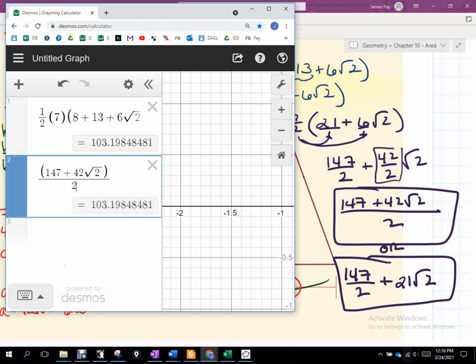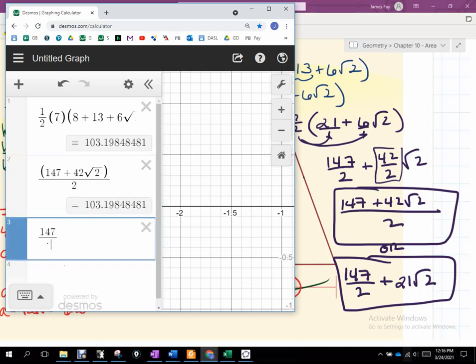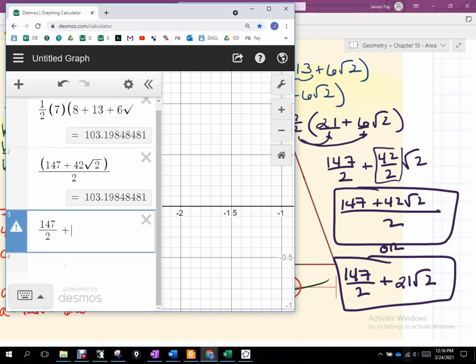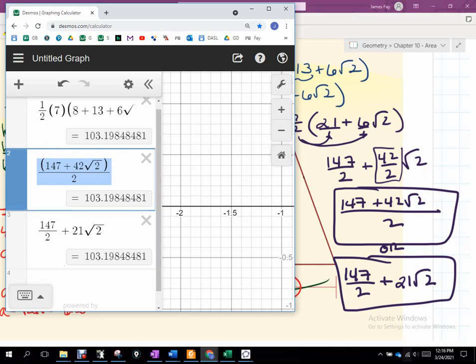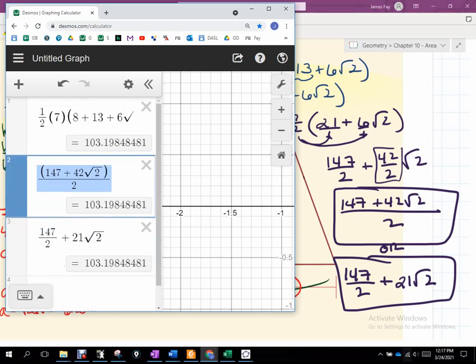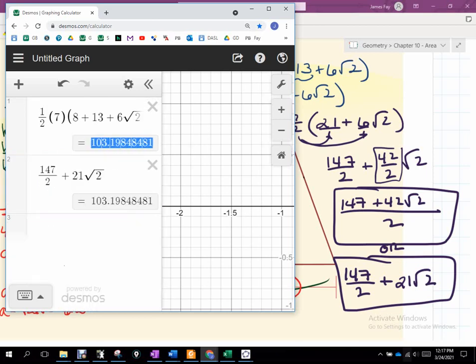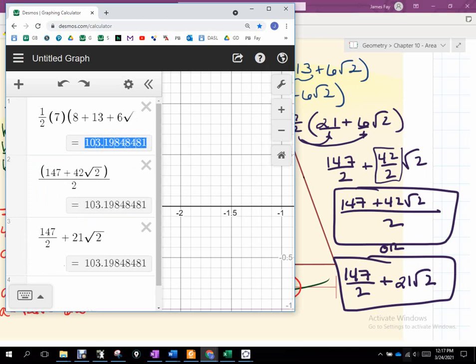They're the same. And then I can see that 147 over 2 plus 21 radical 2 would also be an option. Okay? So those two formats will be eventually things that I ask of you. Math Excel might jump back and forth between, write it as a decimal, rounded or something like that.